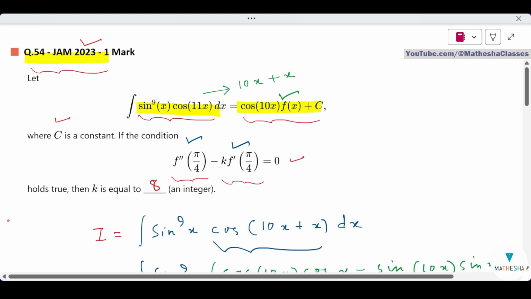Okay, so that's all. That was the part of integral calculus, and we have discussed all the sums that were asked in the last 4 years. Thank you.